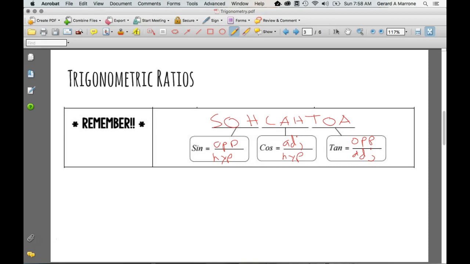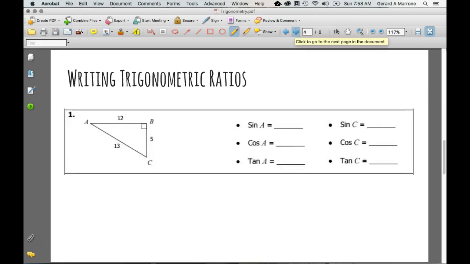The first and the most basic way that we see these used is when we're just writing the ratios. If I'm looking at this figure, I'm going to do A first, and then I'll move my positioning. If you haven't noticed already, I tend to draw a stick figure whenever I'm doing this. So if we're looking from angle A, I want my reference point at angle A. Straight across from angle A is my opposite side. Straight across from the right angle is my hypotenuse. And then my last side is my adjacent side. So I've got my triangle labeled for angle A.